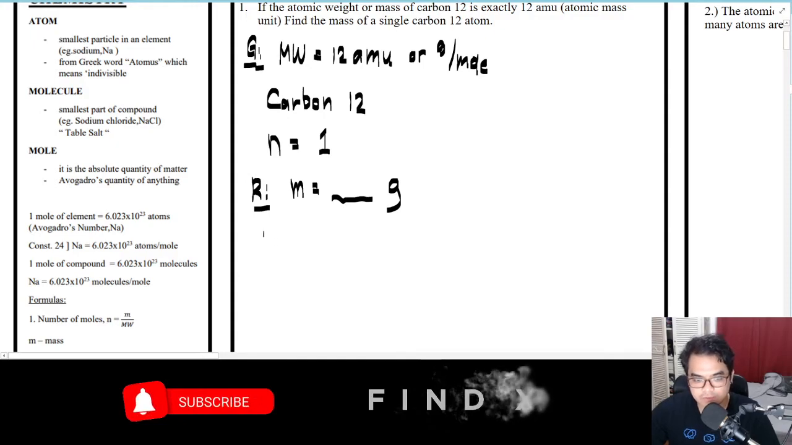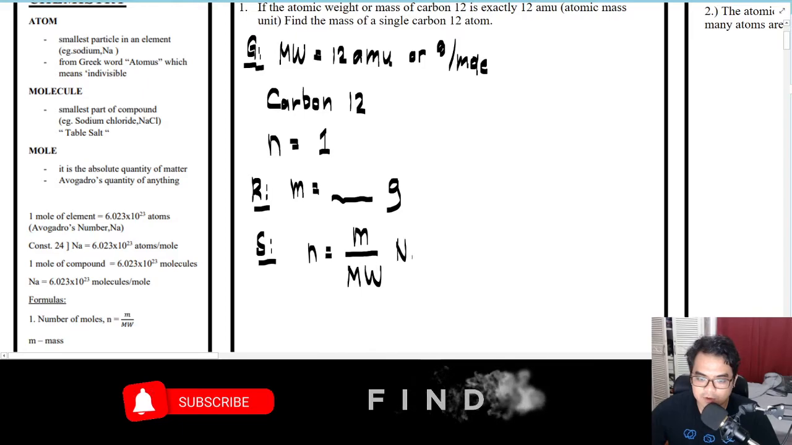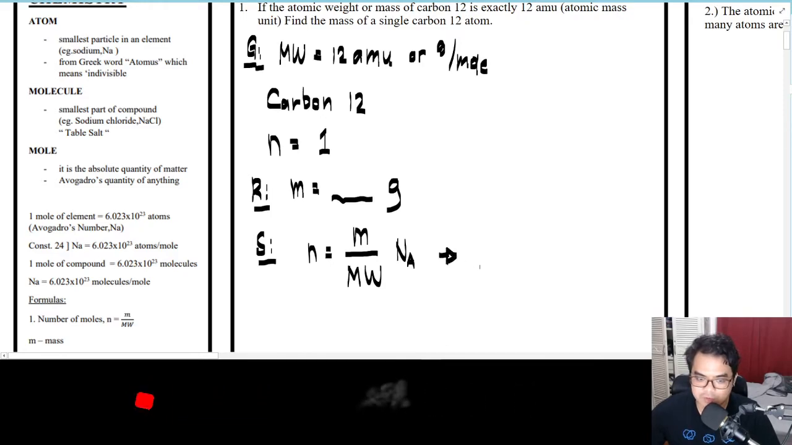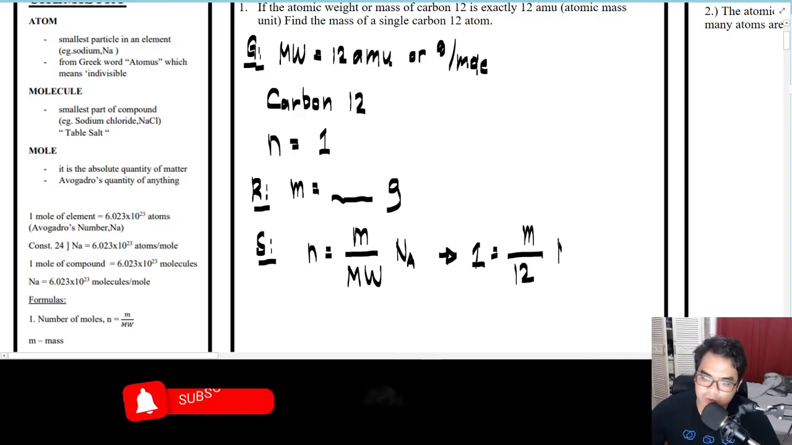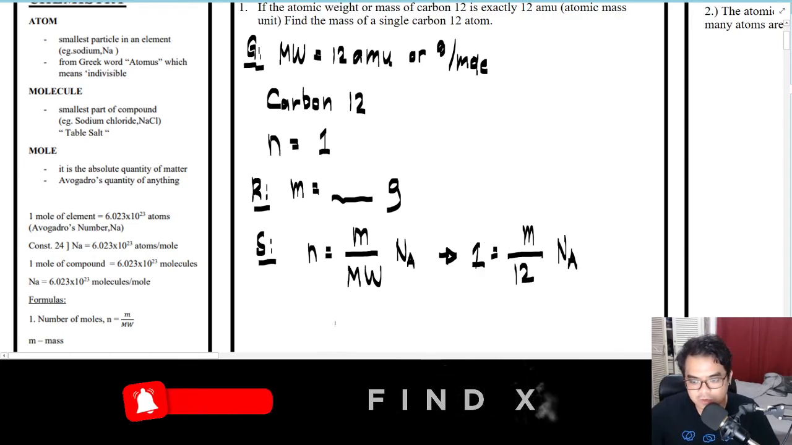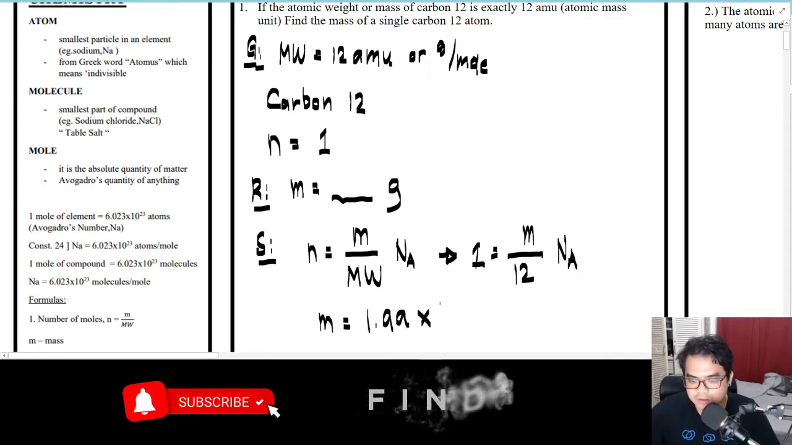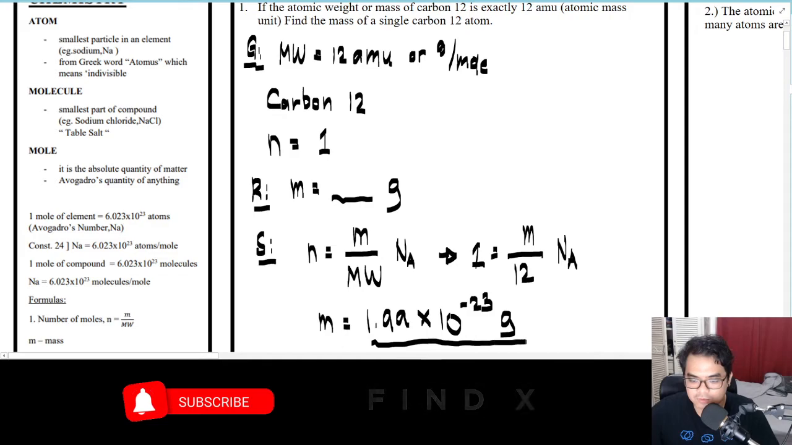For the solution, we can use the formula N is equal to m over molecular weight times Na, or the Avogadro's number. We are asked to find m. Therefore, substituting the values, N is equal to 1, m is the one that we are looking for, MW is 12, and the Avogadro's number, the constant number 24, is simply 6.023 times 10 raised to 23. Looking for the value of m, you'll get 1.99 times 10 raised to negative 23. This is in grams, and that will be your answer.